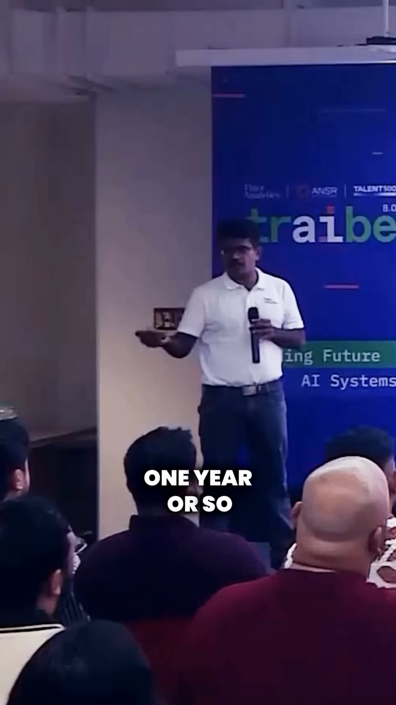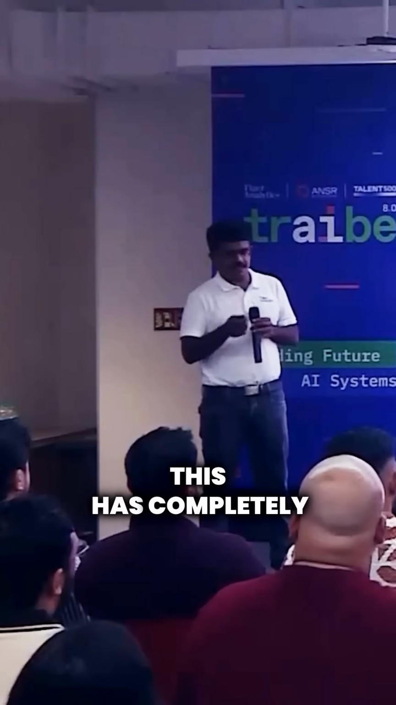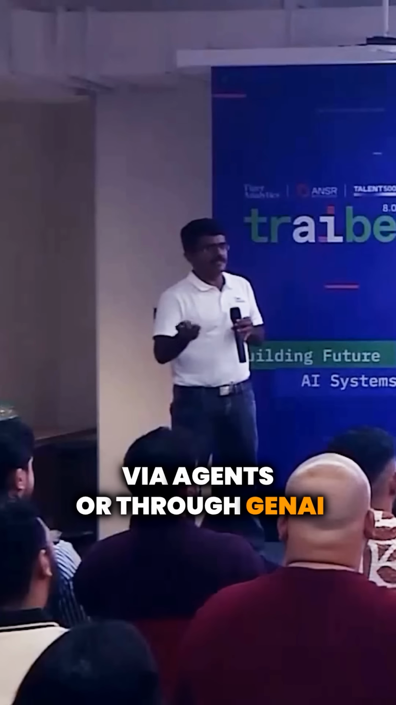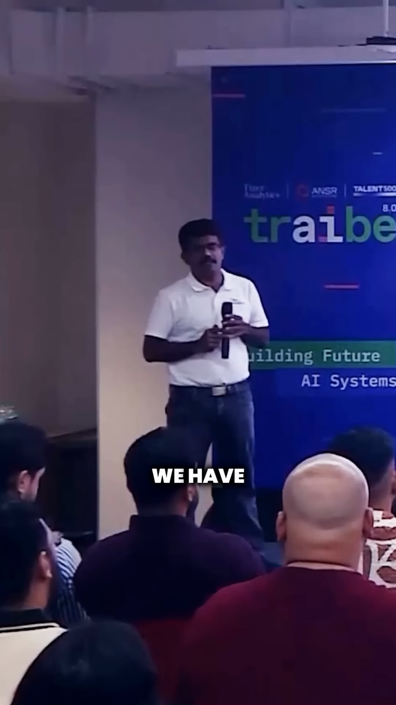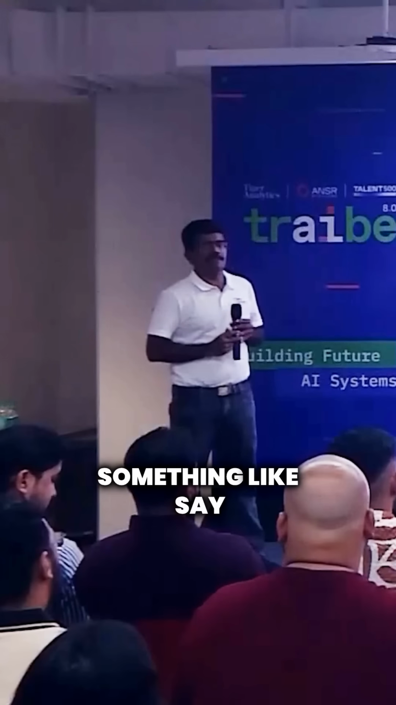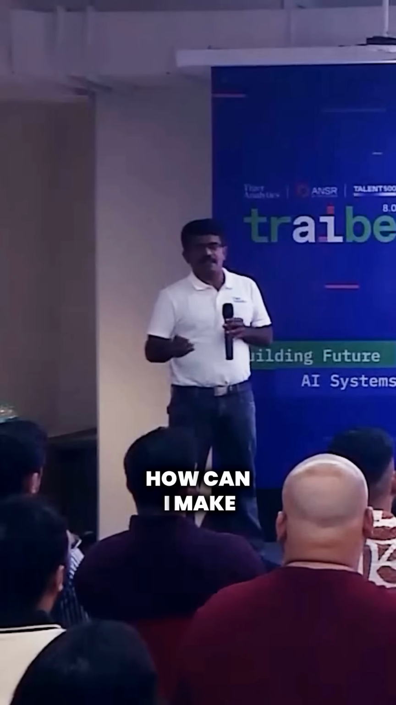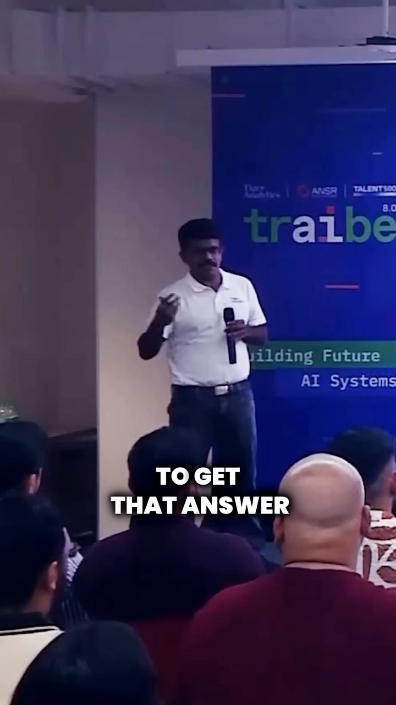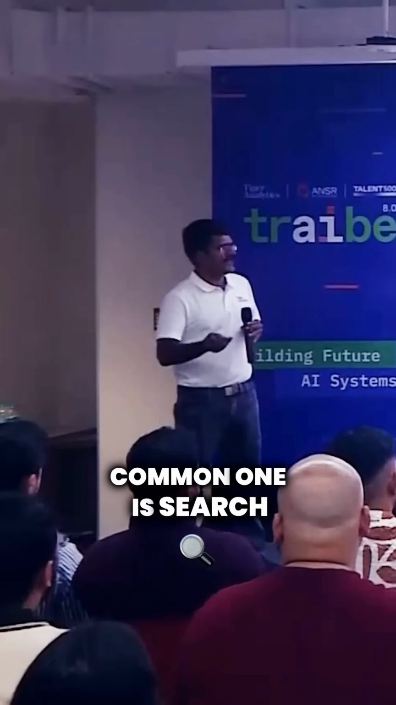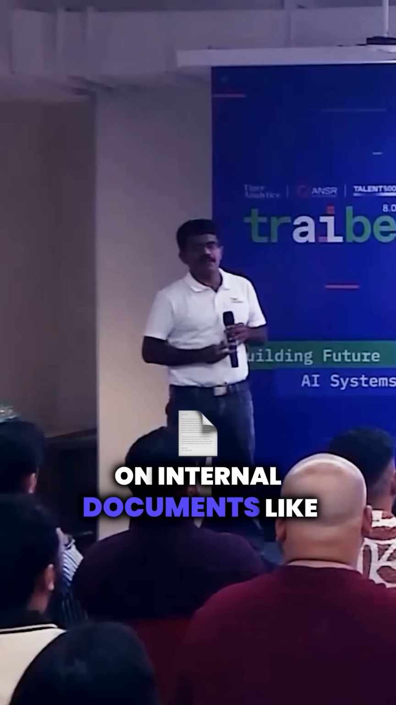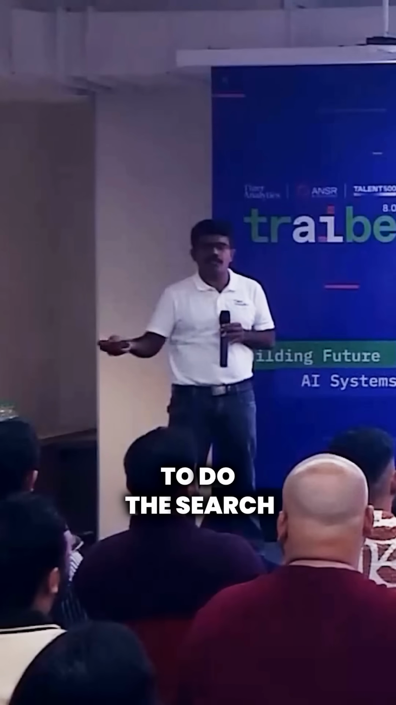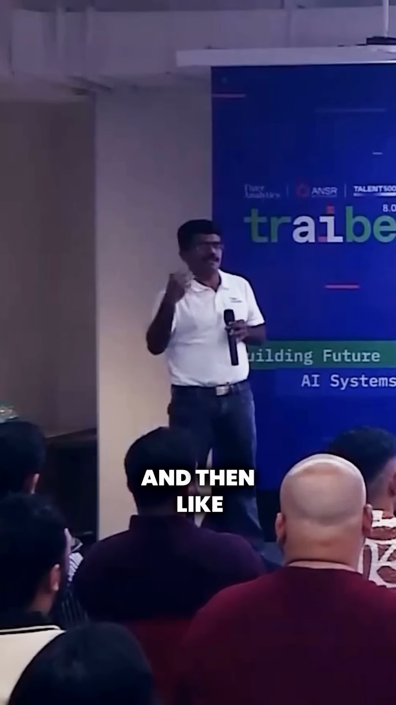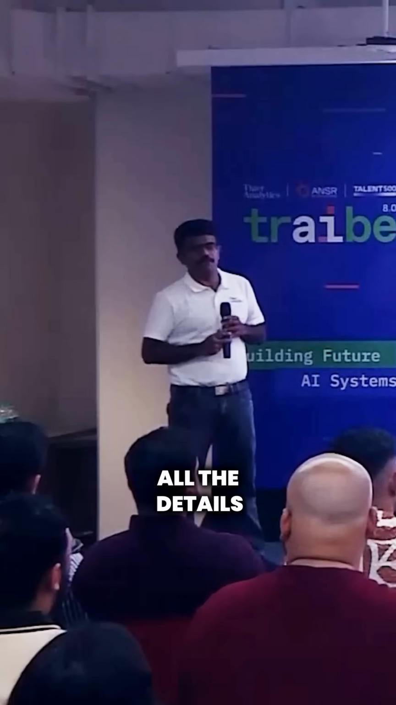But over the last year or so, what we have seen is that this has completely changed. Everyone wants to talk to their systems via agents or through GenAI. Even if you want to do some BI, how can I make use of natural language to do the BI rather than writing a SQL query to get that answer? The other common one is search. I want to do search on internal documents. How can I make use of agents to do the search rather than going and figuring out where it is in Confluence or SharePoint and then manually looking into all the details?